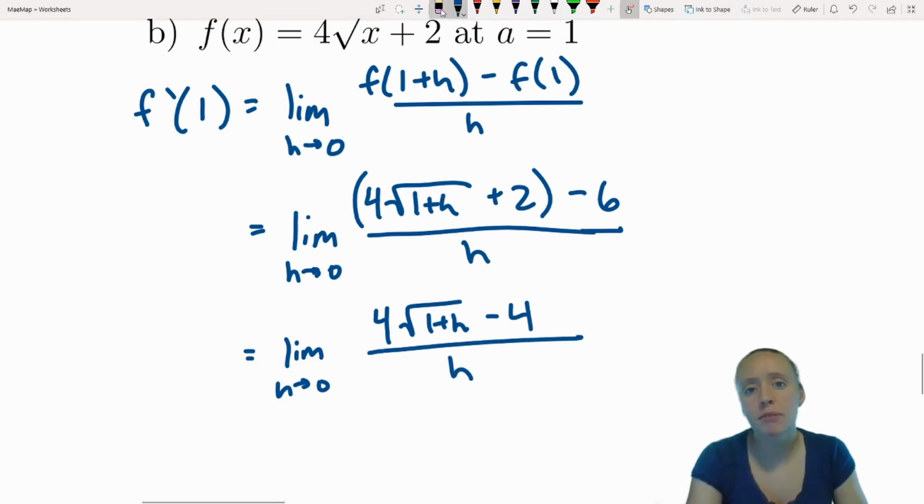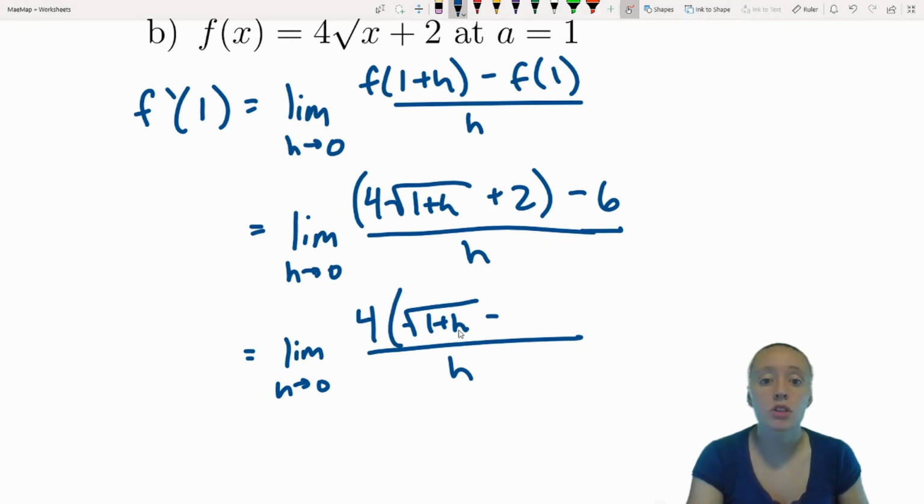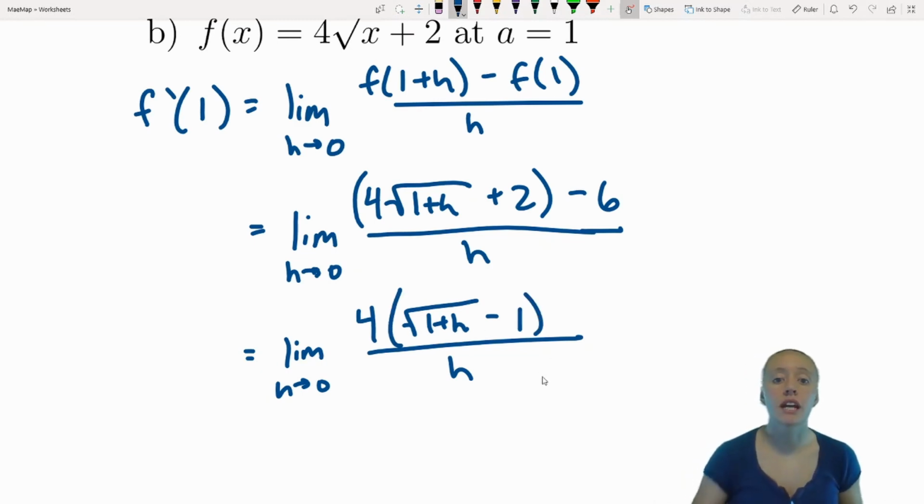Now just to save me from having to rewrite this, I'm going to go ahead and pull out my greatest common factor of both my terms, which is 4 in my numerator. So when I pull that out, I'll have 4 times the square root of 1 plus h minus 1 all over h. So we got the square root, and we have that h in the denominator that still won't cancel out. What do you think we're going to do?